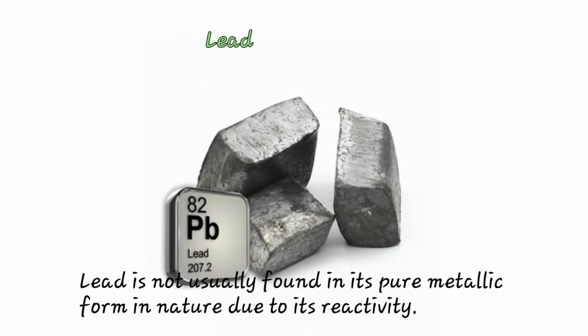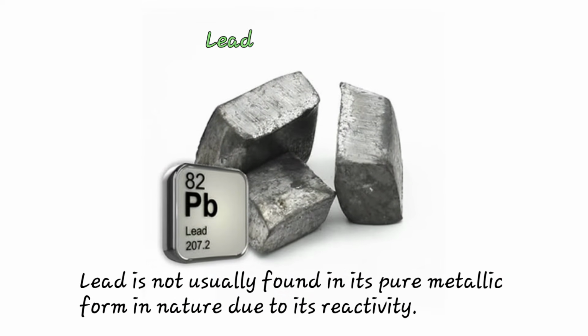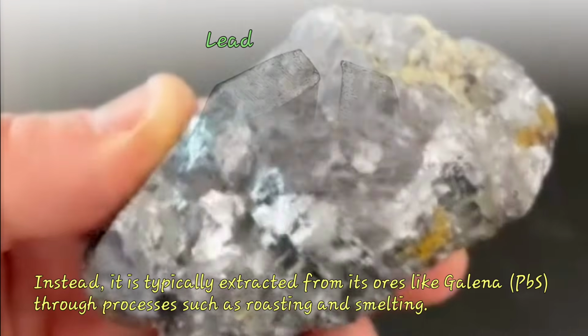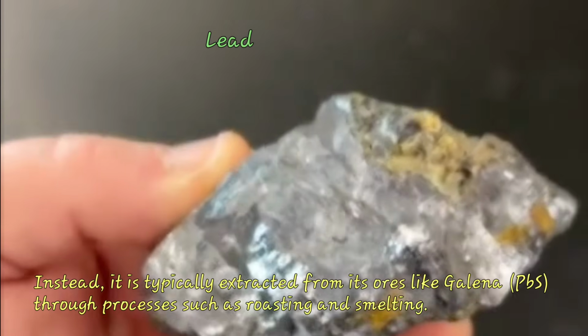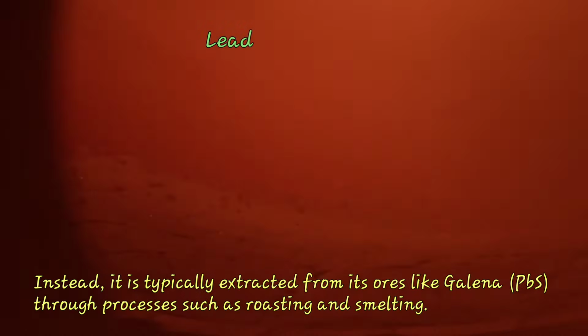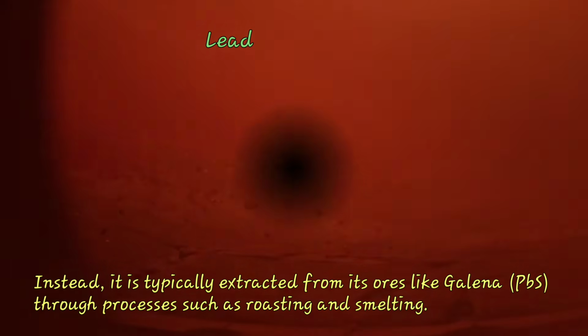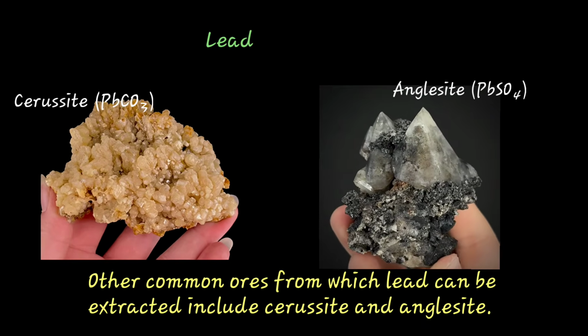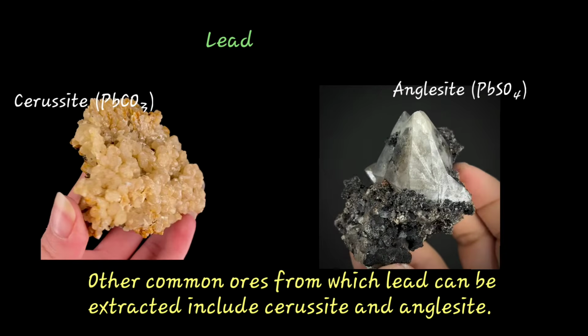Lead smelting. Lead is not usually found in its pure metallic form in nature due to its reactivity. Instead, it is typically extracted from its ores like galena through processes such as roasting and smelting. Other common ores from which lead can be extracted include cerussite and anglesite.